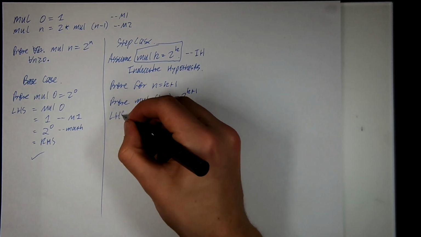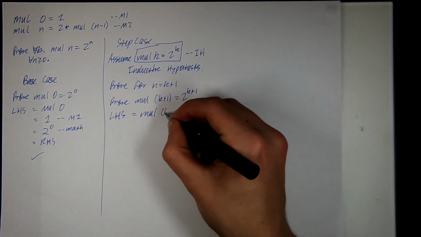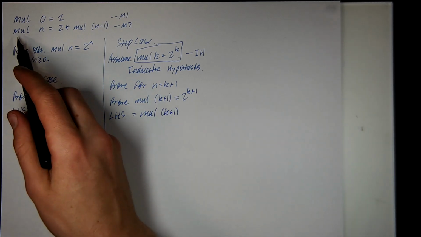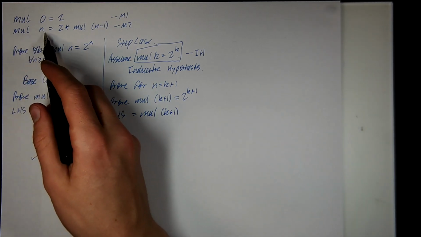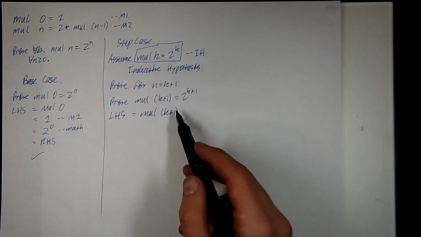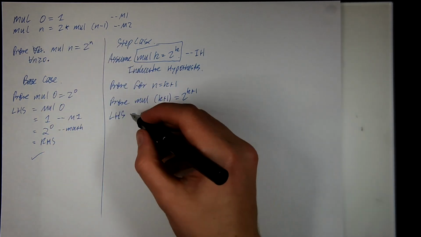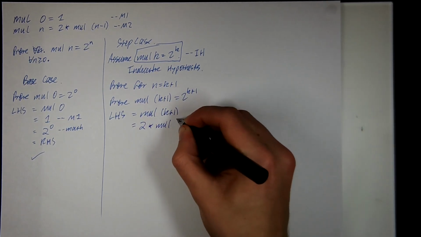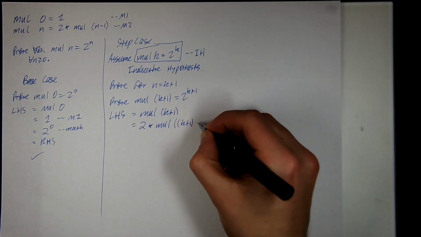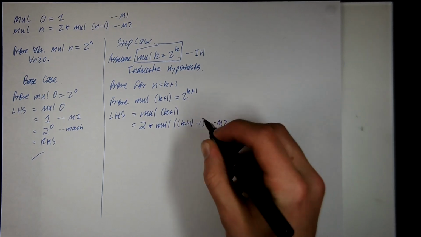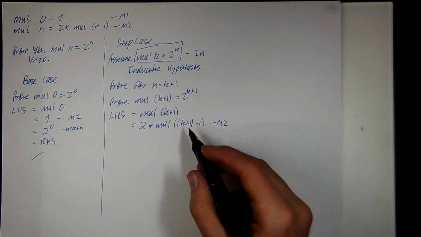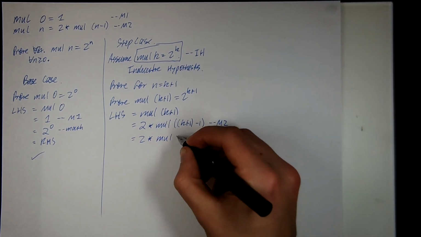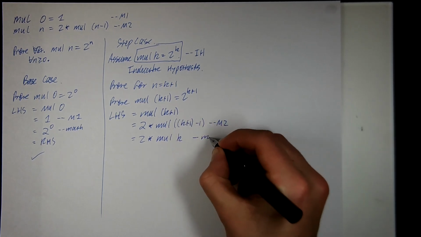Okay? Start with the left-hand side. Mul of k plus 1. What's this going to be equal to? Well, have a look at the definition of mul. Mul of n, for any n, is equal to 2 times mul of n take 1. So for n equals k plus 1, we're going to get 2 times mul of k plus 1 take 1 by M2, by the definition of mul. Now k plus 1 minus 1, they cancel out. So that's equal to 2 times mul of k by math.